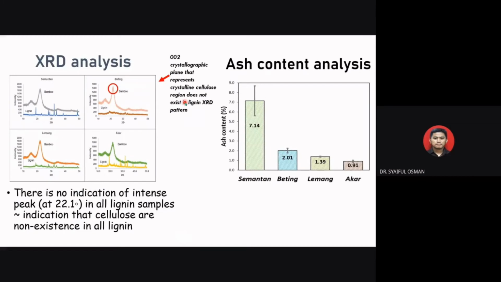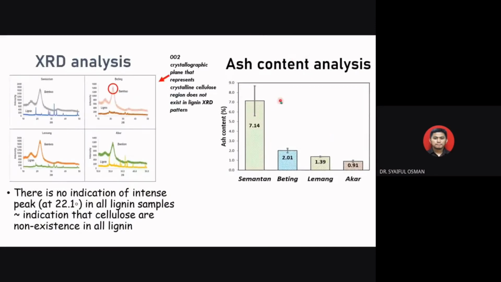And I also conducted X-ray analysis of bamboo lignin, and we can see the result here in the figure. From here we can conclude that there is no indication of an intense peak at 22.1 degrees in all lignin samples. This indicates that cellulose is non-existent in all lignin samples that we obtained from bamboo, and we can say that the soda pulping that we chose has effectively separated lignin from cellulosic biomass.